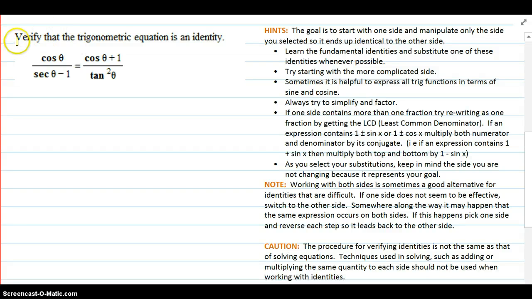Hello! In this video we're going to verify the trig equation given is an identity. This is a homework problem. How are we going to do that? How do we verify identities?